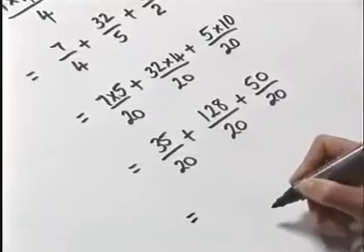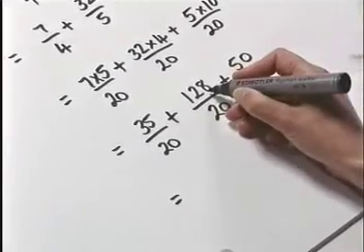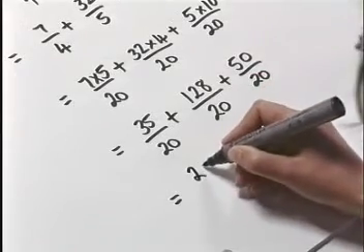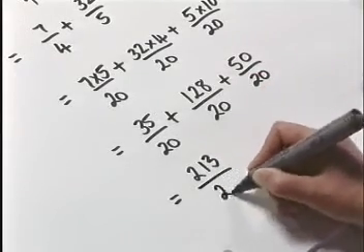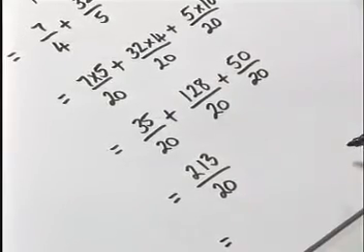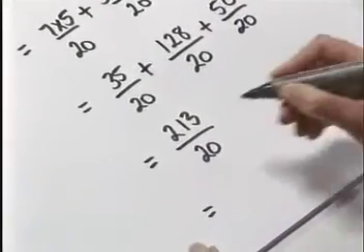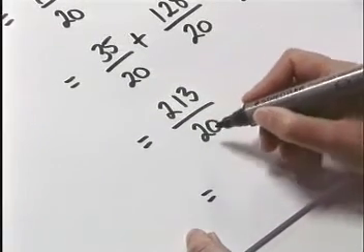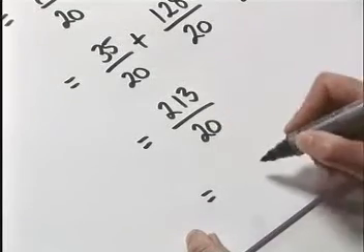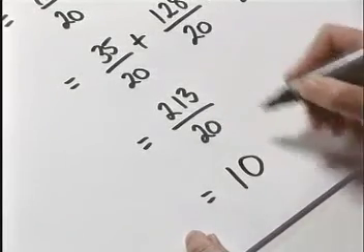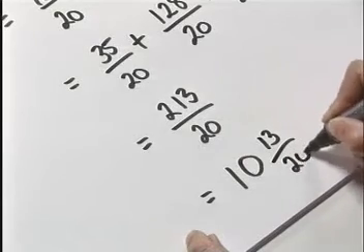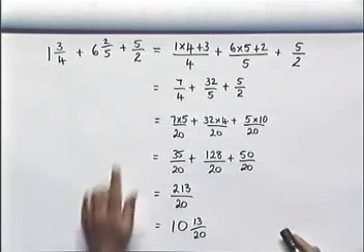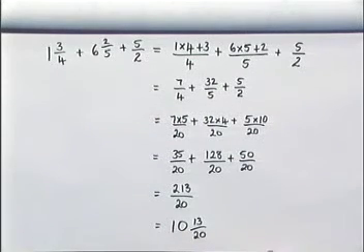And if we add these all together, we get 128, 178, 213 20ths. And again, let's turn that back to a mixed fraction. How many 20s, how many whole ones are there in 213? Well, 20 times 10 gets us to 200, so that's 10 whole ones and 13 20ths left over. So if we add 1 3/4, 6 2/5, and 5 halves, we get 10 and 13 20ths.